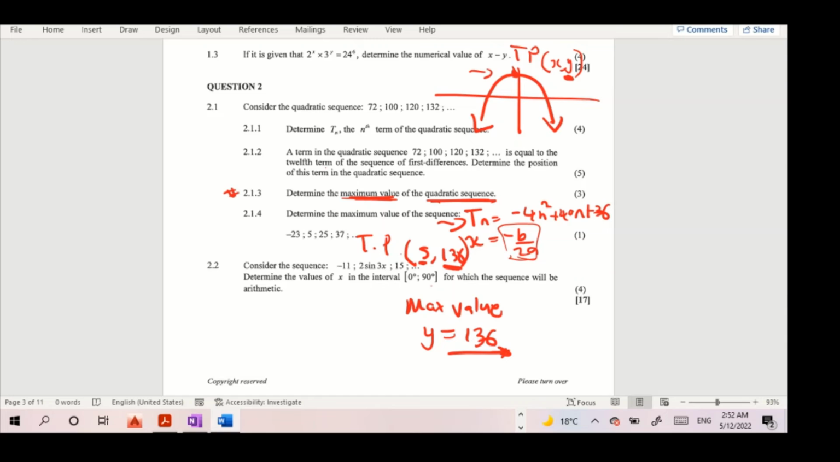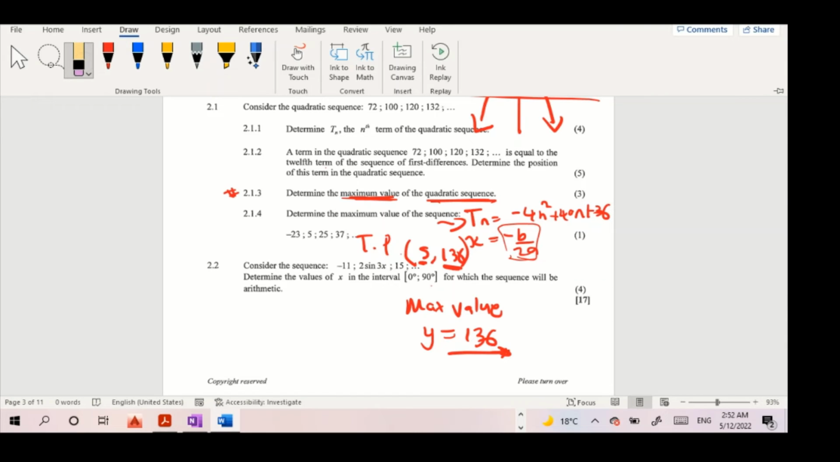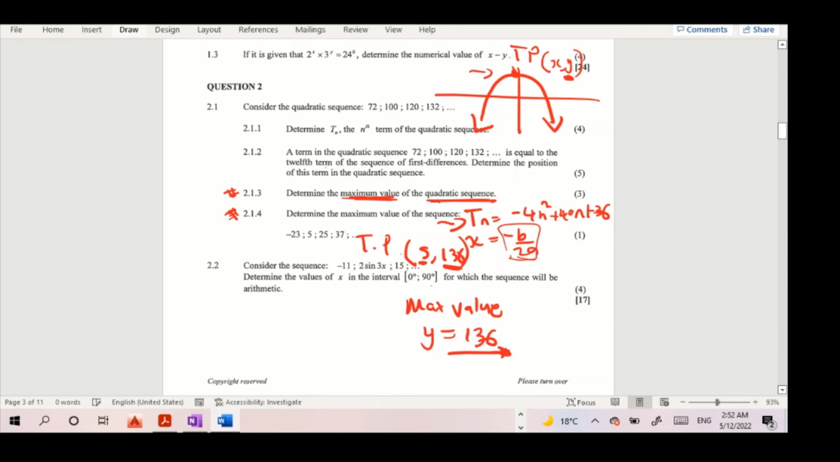Now going to 2.1.4, it says determine the maximum value of the sequence. So now we are given this sequence, and if you take a look at this sequence and this one here, when you find the difference between these, it will give you the same first difference that we found previously of 28, 20 and 12, right? And it will also give you the same constant second difference, which is minus 8, right?